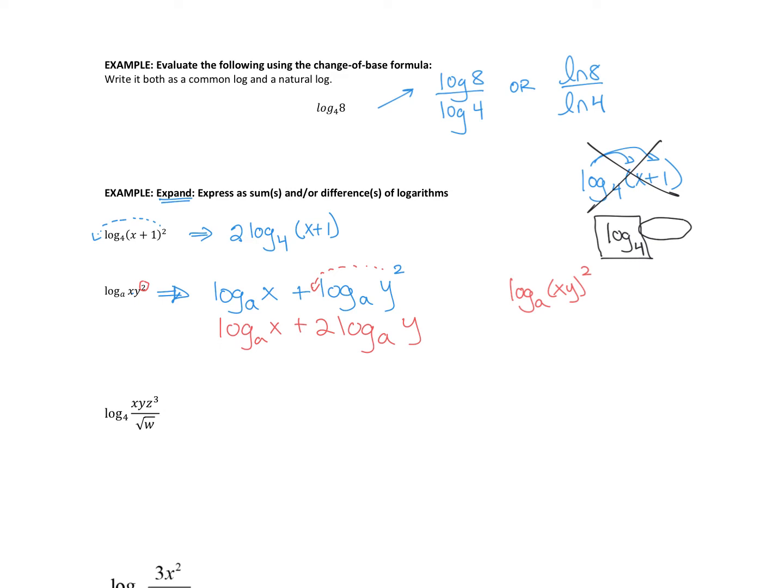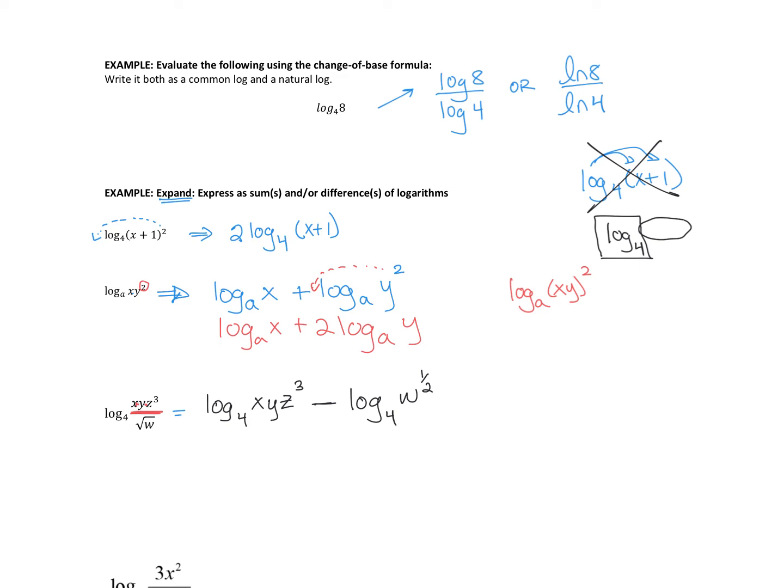Here's another one that includes all of our rules. So what we have here, we have a division, we have multiplication in here, and we have powers. So the first thing I'm going to do is rewrite this as log base 4 of x, y, z cubed, that's the numerator, minus the log base 4 of w. Now I could write the square root of w, but I'm going to write it as w to the 1/2 because I don't have any rules for square roots. I only have rules for exponents.